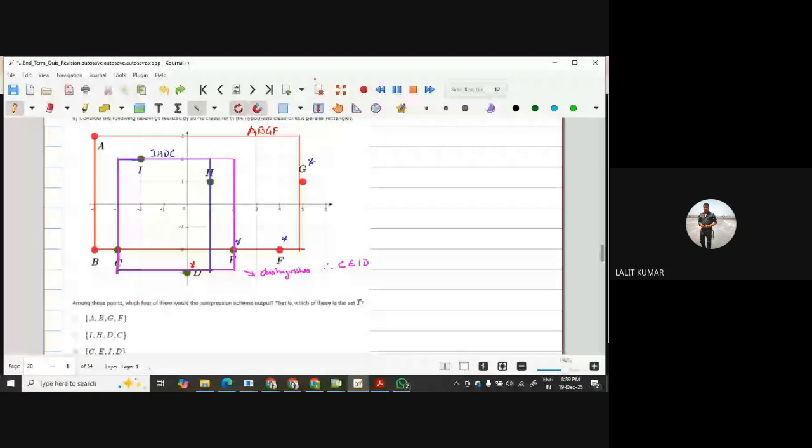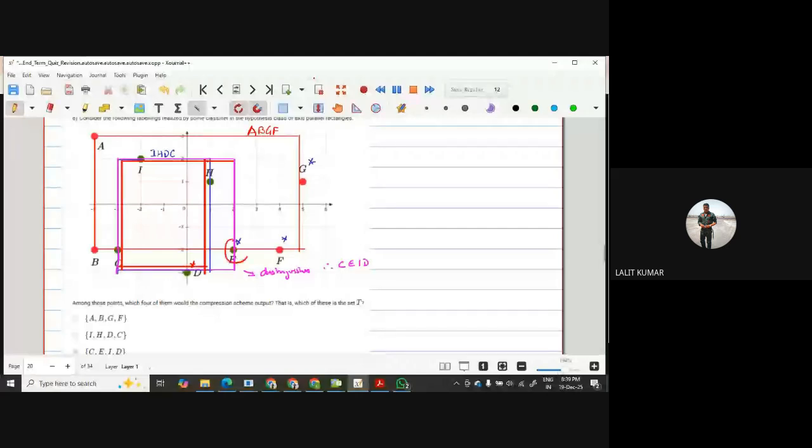Similarly, I, H, D, C. Here, this is I. This is I, H, D, C, the small one. So see here, one green point is outside. That's why it is not there.